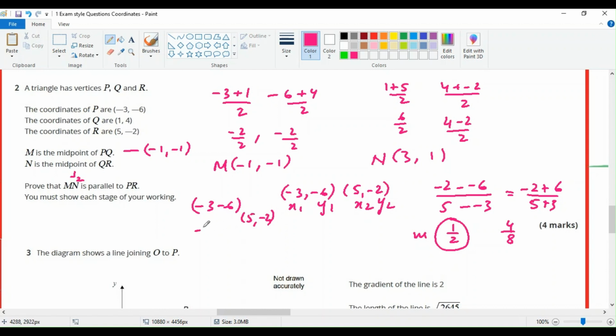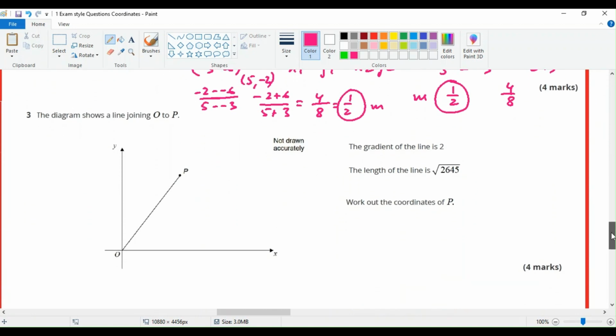y2 minus y1 is -2 minus (-6), over x2 minus x1, which is 5 minus (-3). So this is -2 plus 6, and 5 plus 3. So this is 4, and this is 8. That means this is also 1 over 2. So the gradient of PR is also 1 over 2. So it is proved that the gradient of both the lines is 1 over 2.